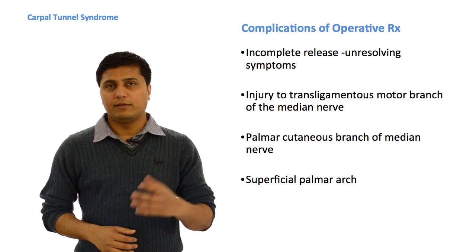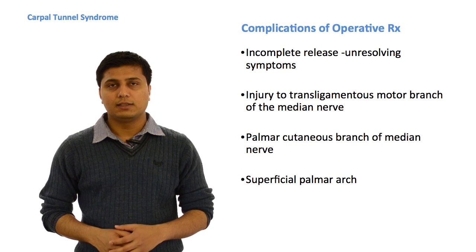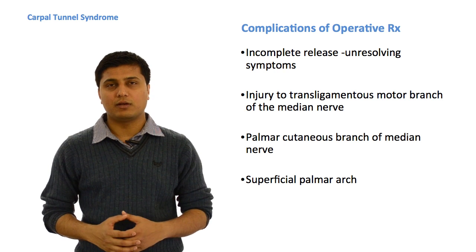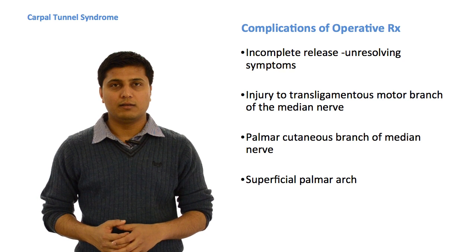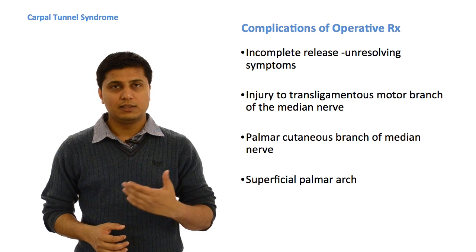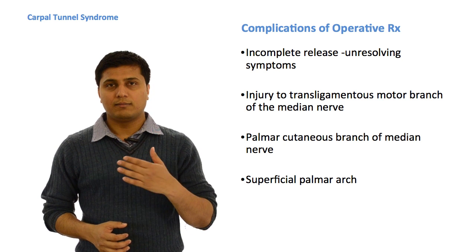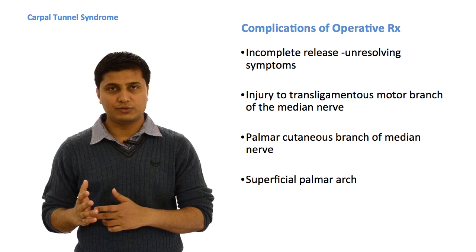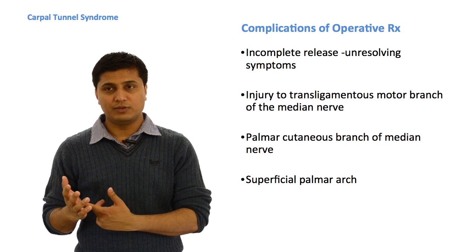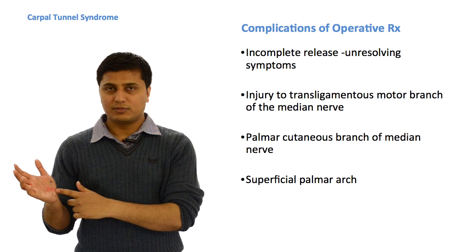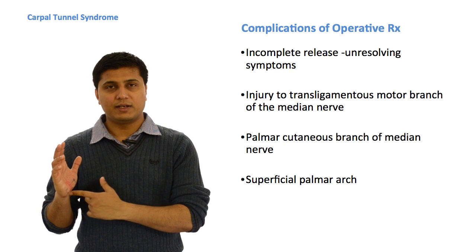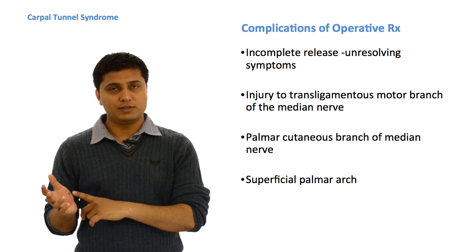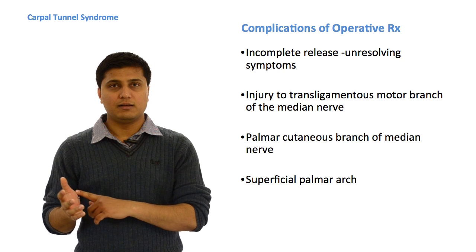Operative treatment, either open or arthroscopic method, has a few complications. Apart from the general complications, the complications specific to carpal tunnel are incomplete release. If there is an incomplete release, the symptoms can recur. Second, as we mentioned, there is a possibility of damage to the superficial palmar arch. There is also a possibility of damage to the recurrent branch of the motor nerve. Sometimes with proximal extension, there may be damage to the palmar cutaneous branch of the median nerve, which supplies the thenar eminence.